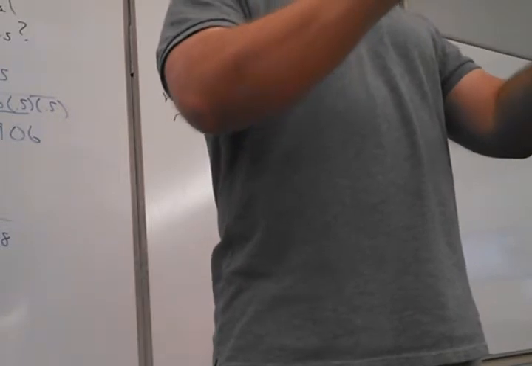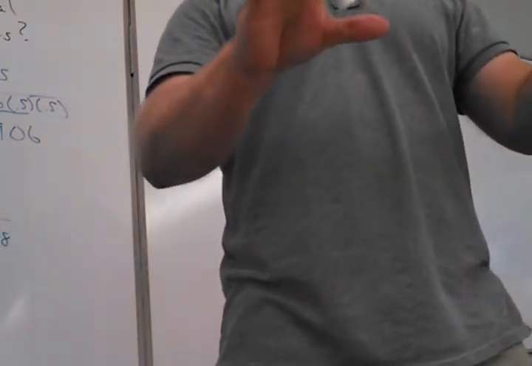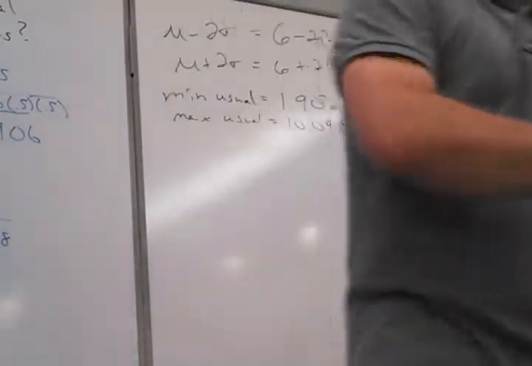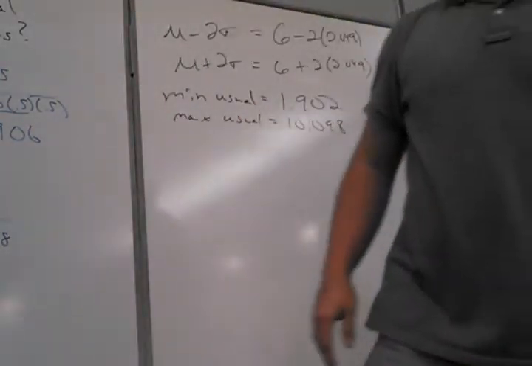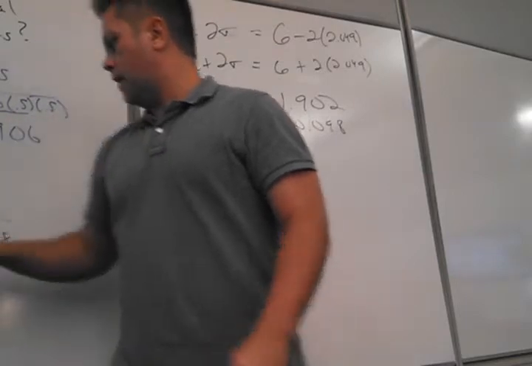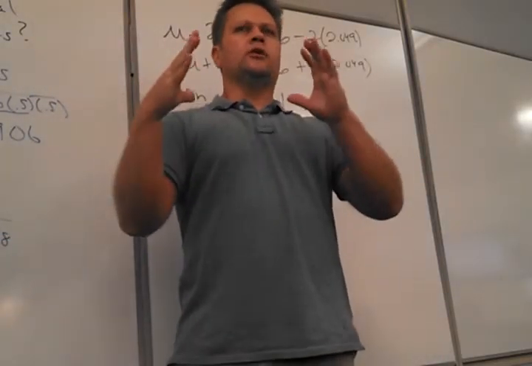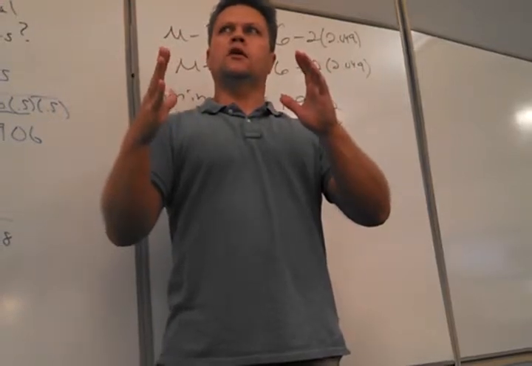So that's that section. Yes, sir? So 109.2 is the minimum usual, and the max usual is the other end. Got it. Beautiful.